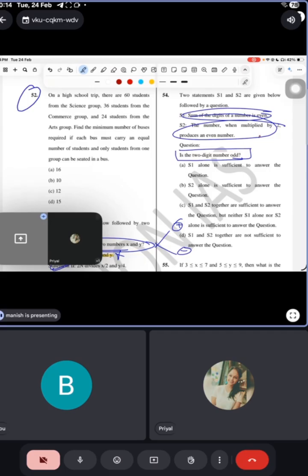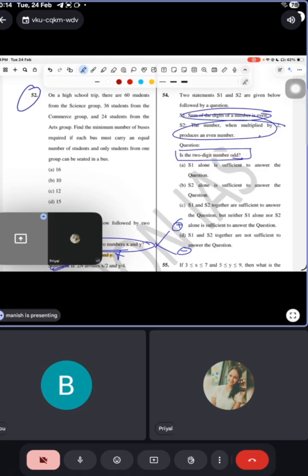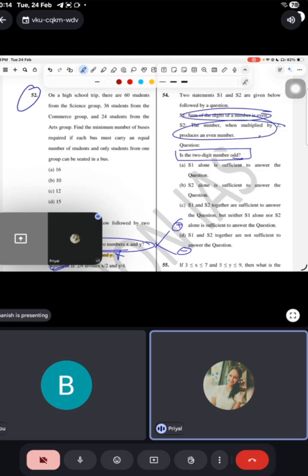Tell me, Priyal, same as the other one. Here, what will you take, LCM or HCF? HCF. Why HCF? Because you told that LCM we only take where there is a multiple. Here we are dividing the students.